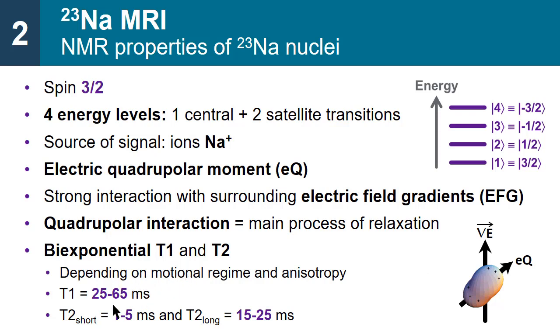T1 in vivo is still mono-exponential, a few tens of milliseconds, and we're going to have a very short T2, about 1 millisecond, and a T2 long, which is a bit longer, about 15 milliseconds. And in general, the short T2 represents about 60% of the signal. So we're going to need some very short TE sequences to be able to detect as much signal as possible.